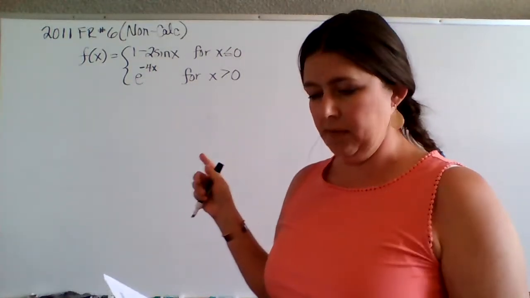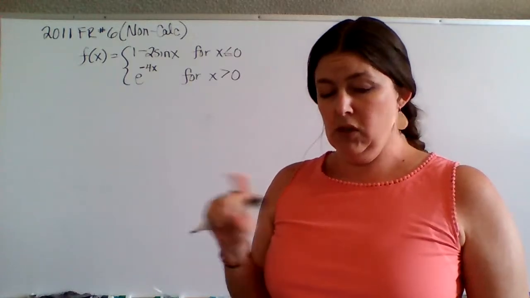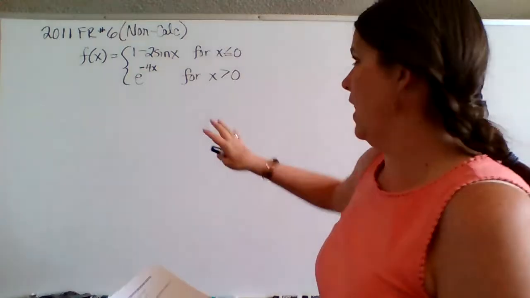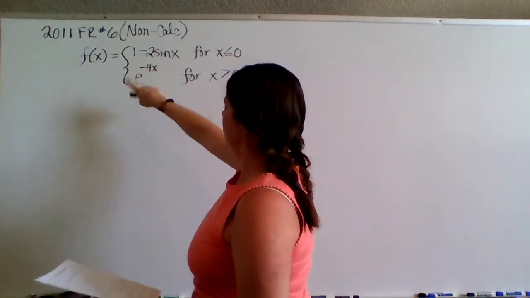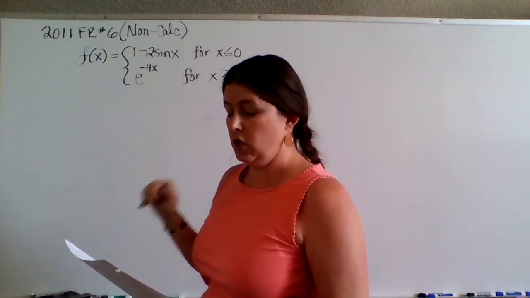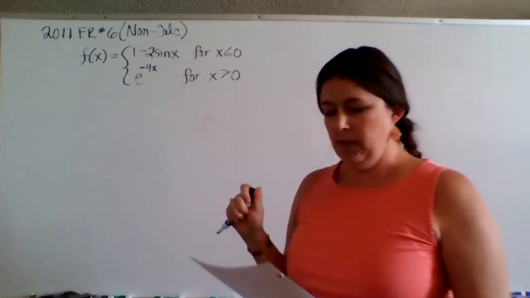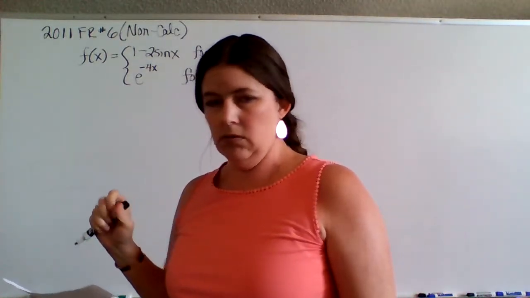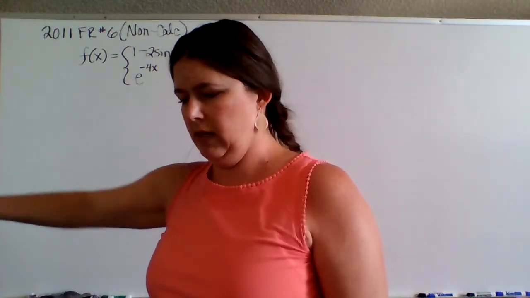It's a non-calculator problem, since it's problem number 6. And it's a really short stem, because all they really do is tell you that you have this function f, and it's defined by this piecewise function. So draw your brace and you have your two branches. Your top branch for f of x is 1 minus 2 sine x for all x less than or equal to 0. So everything including 0 and to the left of 0, the negative numbers, right?